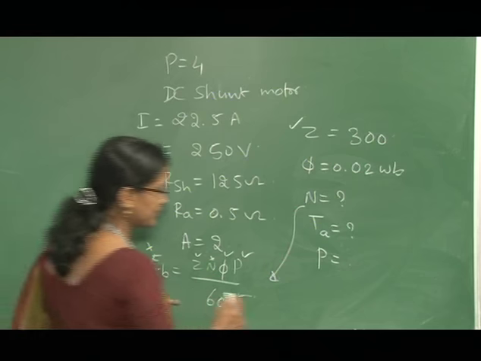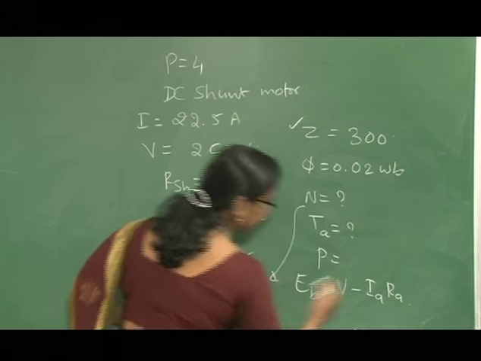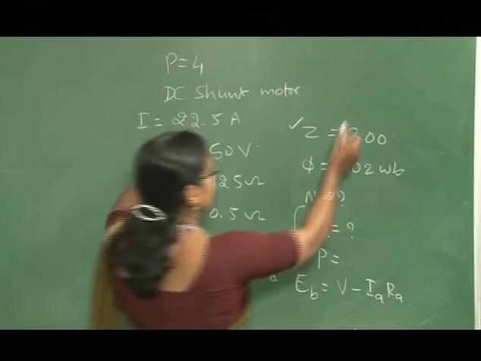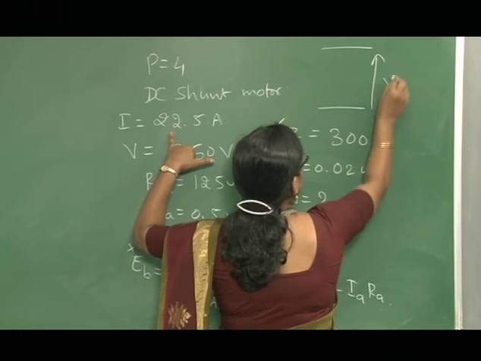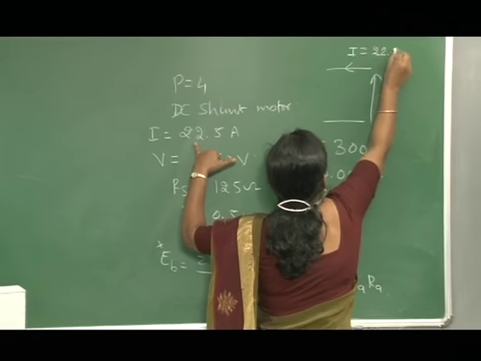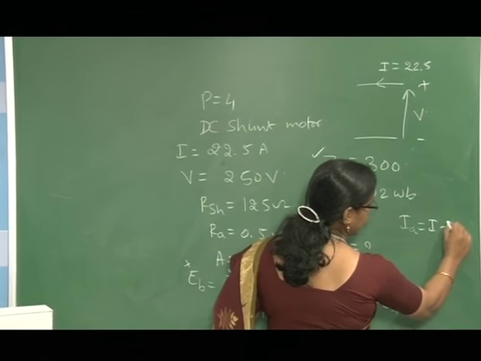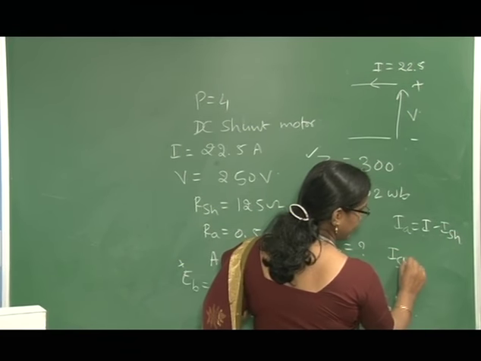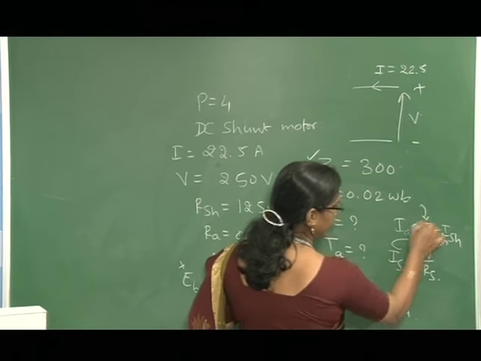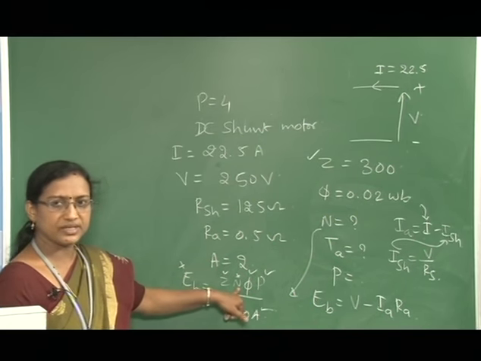We have one more relationship in this. EB is equal to V minus IA RA. Here the load current, the line current, is given. The current supplied by the source V is equal to 22.5 amps. Then we know that IA is equal to I minus ISH. ISH you have to calculate. ISH is equal to V divided by RSH. Calculate and substitute the I you know, then you can find out this EB. Substitute that EB in the equation, and you are going to get the speed.